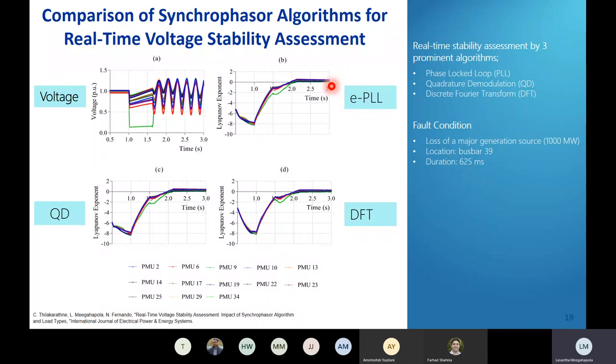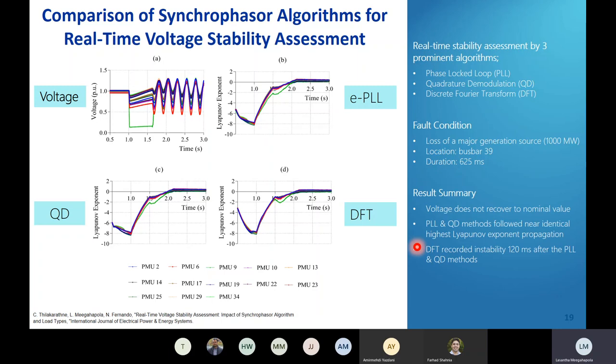Surprisingly, all three methods trigger the instability condition at different time frames. Even in the worst case, the DFT algorithm flagged 120 milliseconds after the PLL and QD methods. 120 milliseconds is quite a long duration when it comes to stability. Even for transient stability, the first swing is quite a big duration, for example six cycles. That sort of difference you can see when you have a different type of PMU installed in your network. And surprisingly, DFT is the algorithm used by many commercial manufacturers as well.